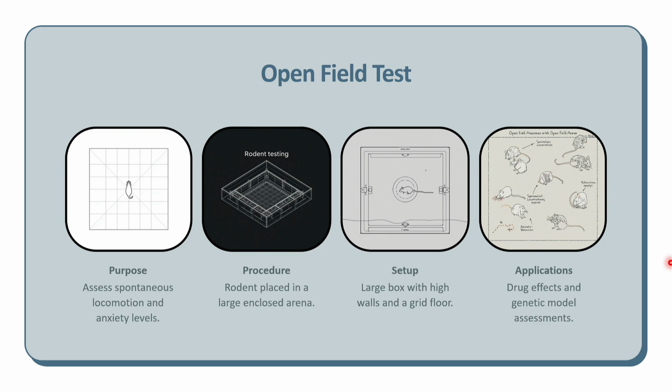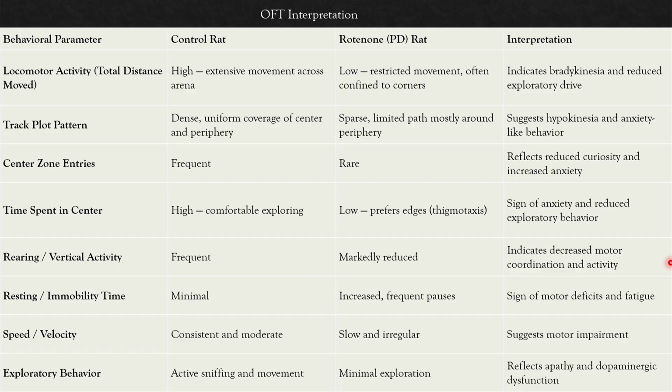The procedure is that the rodent is placed in a large enclosed arena and is left to explore it, to test the exploratory activities. The applications of this test are to check drug effects and genetic model assessments. These are the various behavioral parameters that we can study using the open field test: locomotor activity, track plot pattern, center zone entries, and time spent in the center.